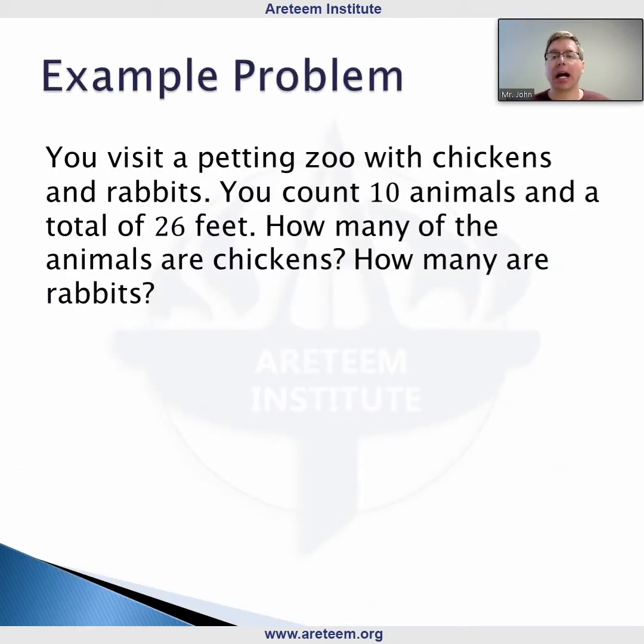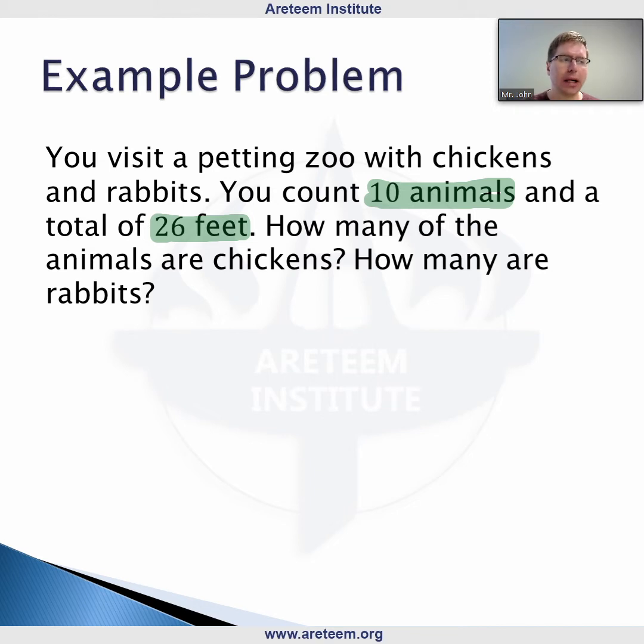Let's take a look here at our example problem. Let's do a pretty easy one to start with. So you're visiting a petting zoo with chickens and rabbits. Remember, quick biology lesson, chickens have 2 feet, rabbits have 4 feet. So that is our setup. The important information we're given is that we count 10 animals and a total of 26 feet. So we want to figure out how many of the animals are chickens, how many of them are rabbits, and so on.